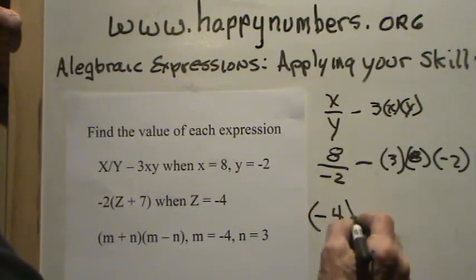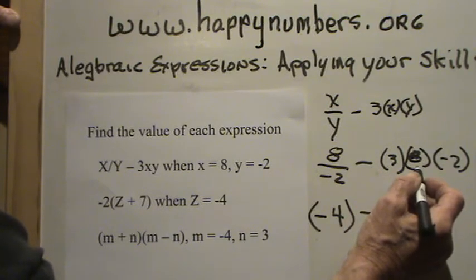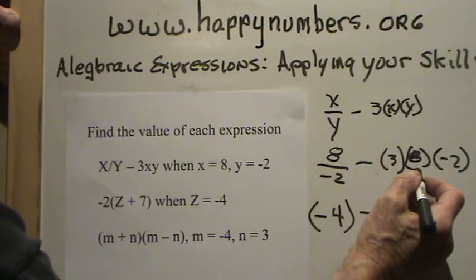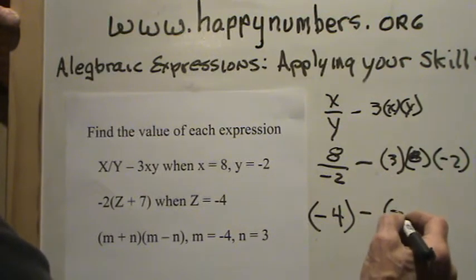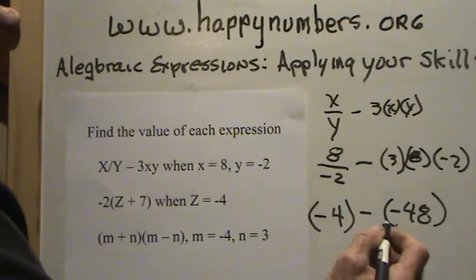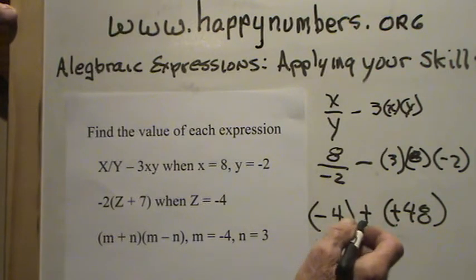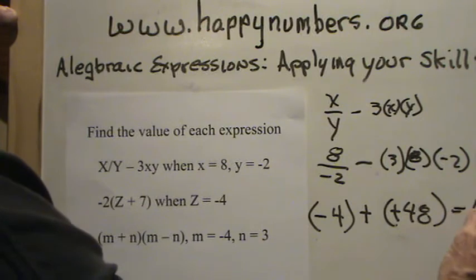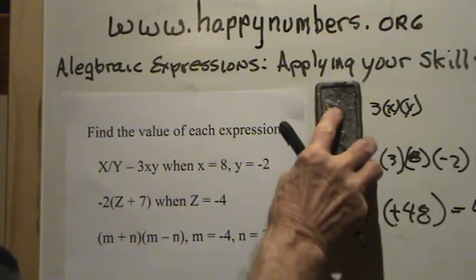So it's 4 minus 3 times 8 is 24. 24 times 2 is 48. And since it's a negative 2, it's going to be negative 48. So I have a negative 4 minus a negative 48. And I know when I have integers, signed numbers, and I'm subtracting, that I add the opposite. So I'm going to add positive 48. So negative 4 plus 48 would give me 44. Okay, let's take a look at the next one.